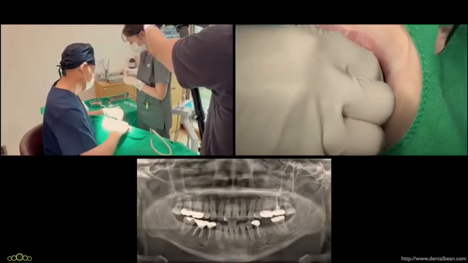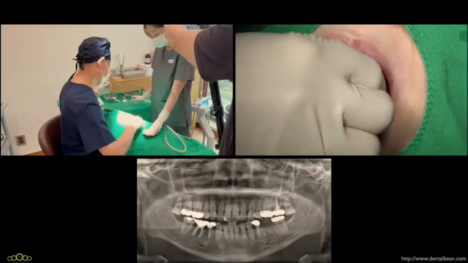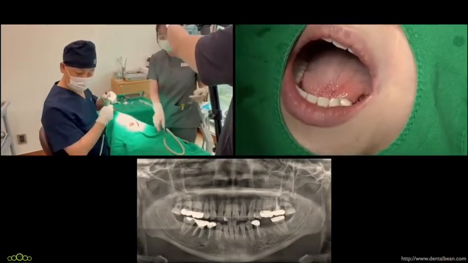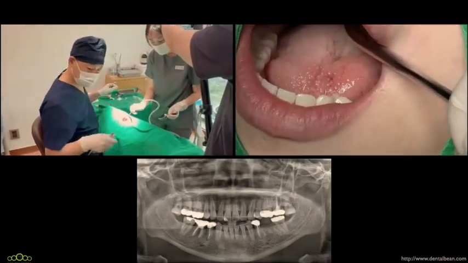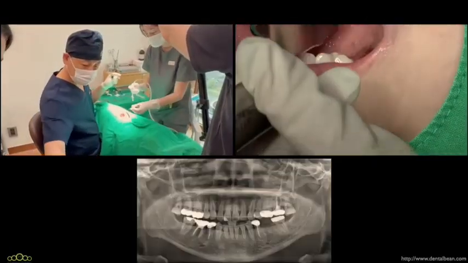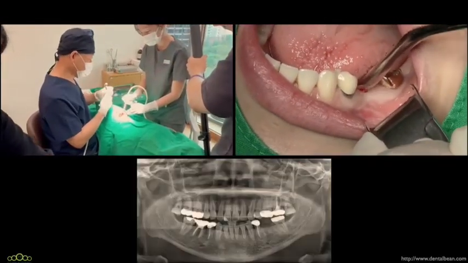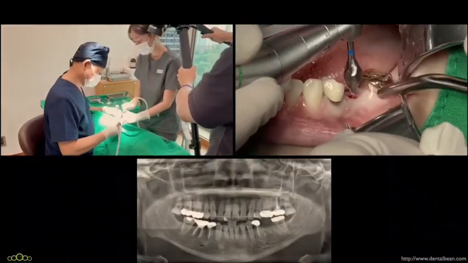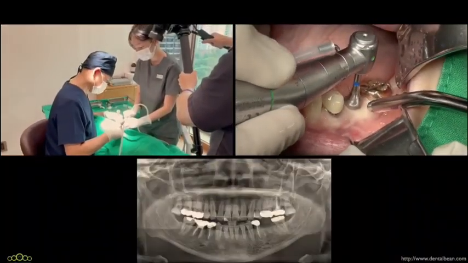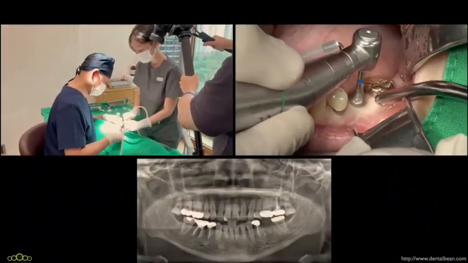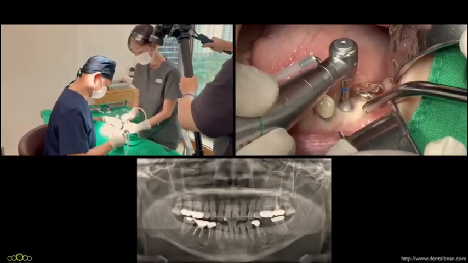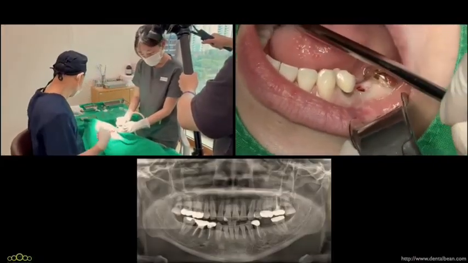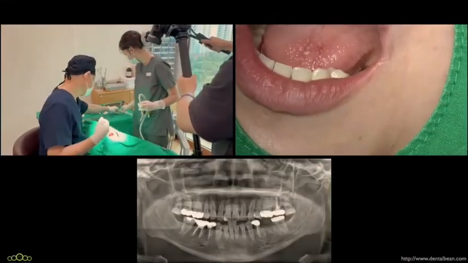I always check the ISQ value during and after follow-up. Here I use the Dentist ISQ, the Check Q device, to check the ISQ value. I placed the implant deep enough, so I tried bone profiling and connected the healing abutment. It took a very short time, less than 5 minutes.